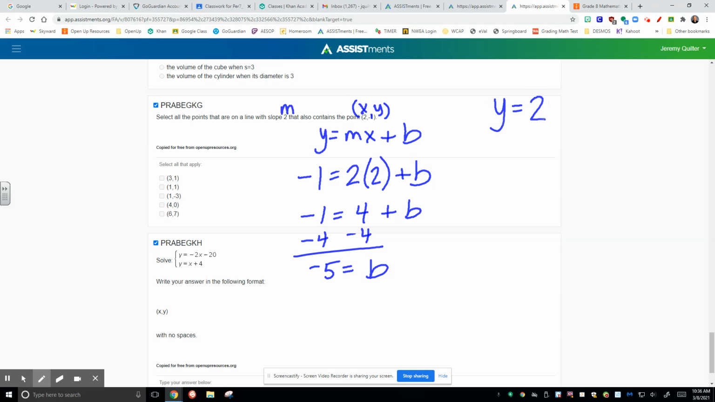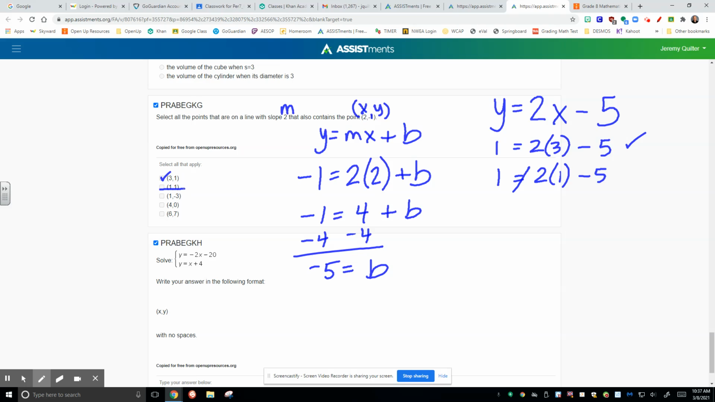Now that we have our equation, we know the slope is 2 and we know that our y-intercept is -5. Now we can start substituting to see which ordered pairs work for this situation. We can substitute 3 for x and 1 for y and see, does this come out true? 2 times 3 minus 5 equals 1. This one's true, so I want to select that one. If I substitute 1 for x and 1 for y, 2 minus 5 is not 1. That one's out.